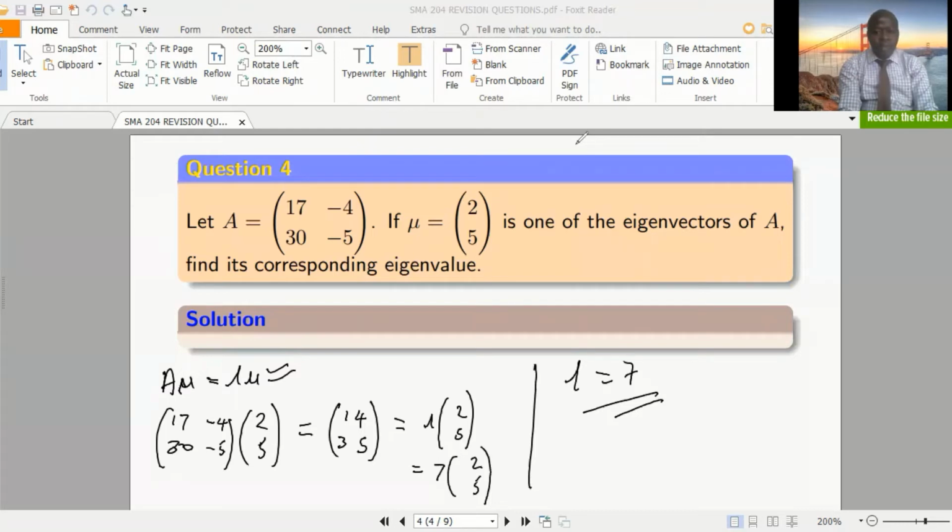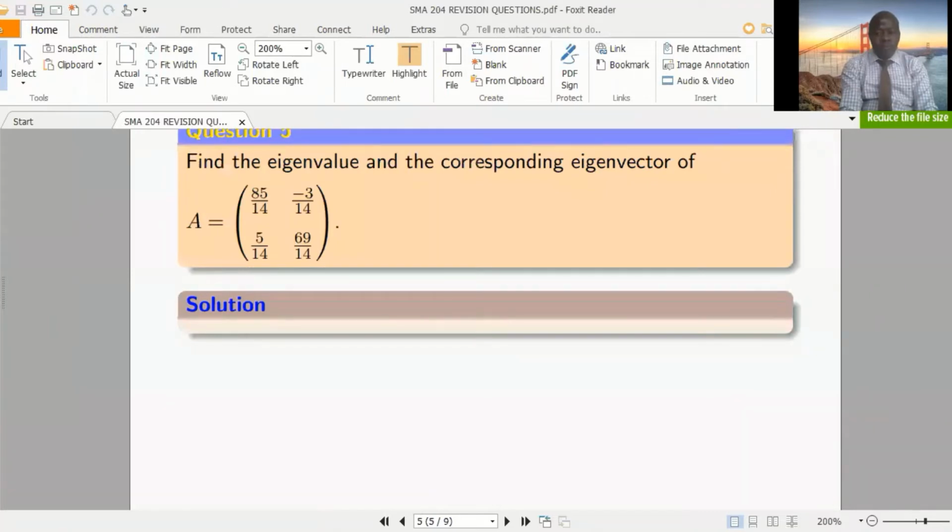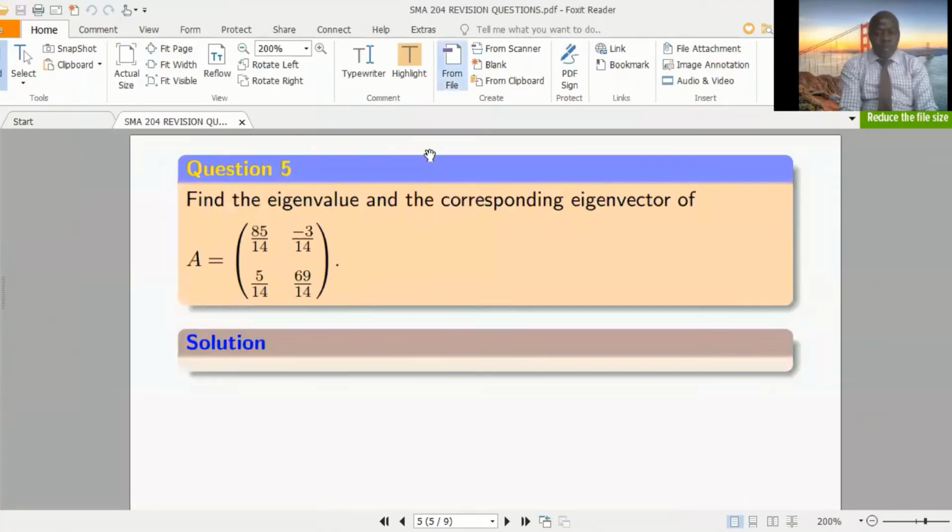Let's look at the next question. Now, this one is just a repeat of what we did in our introductory video on how to find eigenvalues and eigenvectors. The question is, find the eigenvalue and the corresponding eigenvector. To find the eigenvalues, as we did in another example earlier, I subtract lambda here, find this determinant and equate to 0.